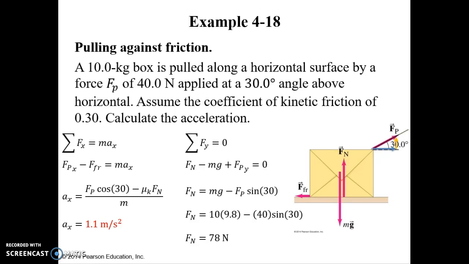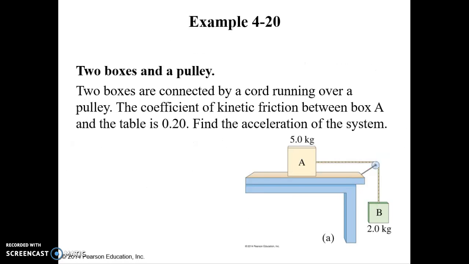Now we have two boxes connected by a cord running over a pulley. The coefficient of kinetic friction between box A and the table is 0.2. Find the acceleration of the system.